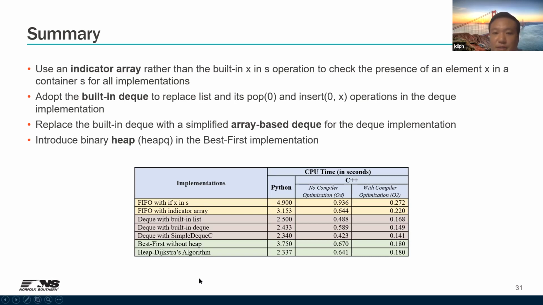As you can see, the DAC implementation and the Dijkstra algorithm usually have better performance than the first implementation.